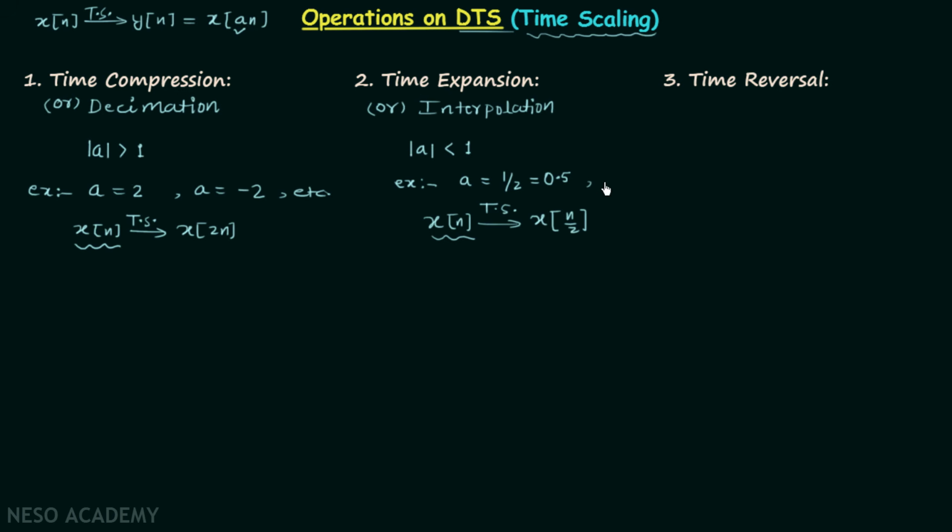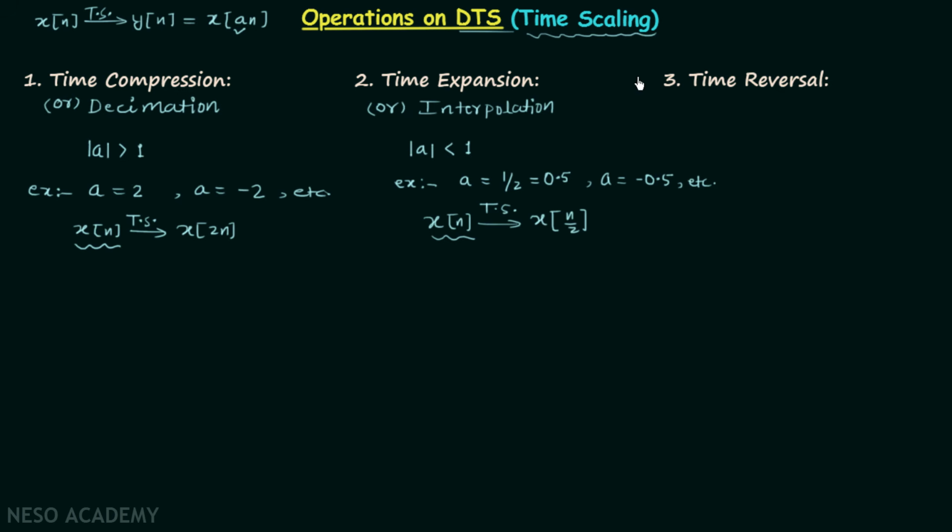You can have one more example. a equal to -0.5 will give you mod a equal to 0.5, which is less than 1. So this is one more example of time expansion. Similarly, you can think of other cases.